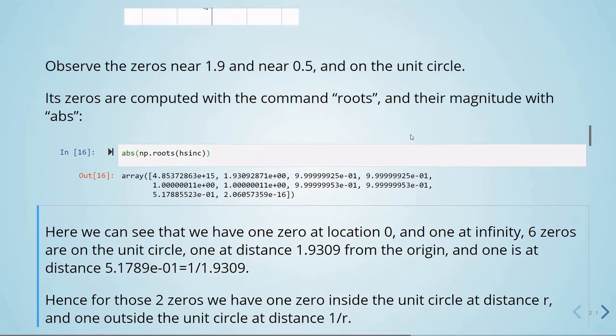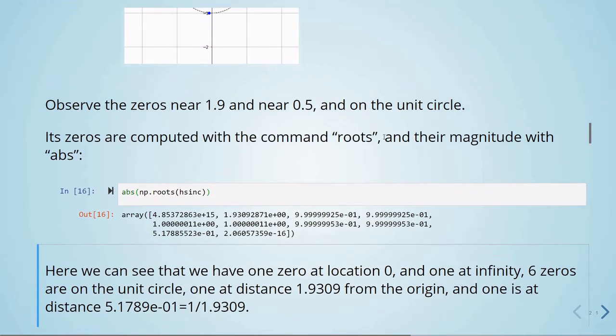The magnitude of the zeros. Here we can see that we have 1 zero at location 0 and 1 at infinity, and 6 zeros are on the unit circle. We have 1 at distance 1.93 from the origin and 1 at distance 10 to the power of minus 1, which is the same as 1 divided by 1.93.